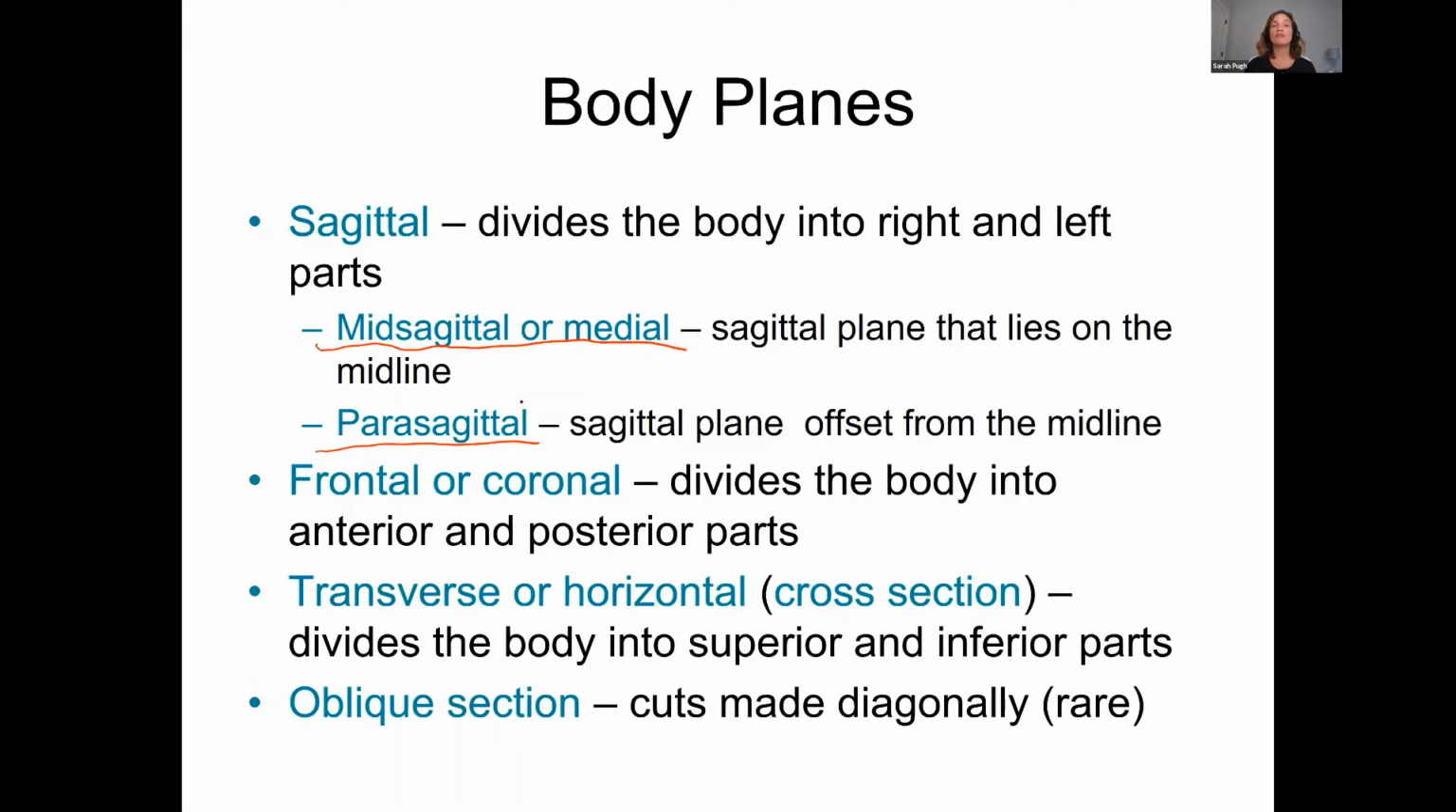We also have a frontal or a coronal cut. This is a type of cut where we would cut the body down the side, and the body would fall into an anterior and a posterior half. So it divides the body into a front half and a back half.